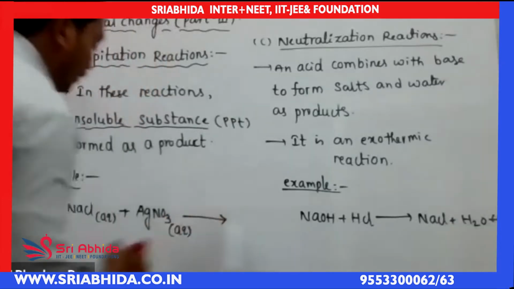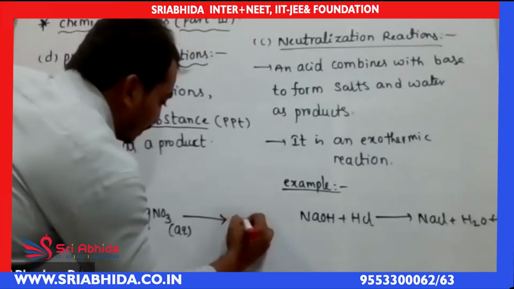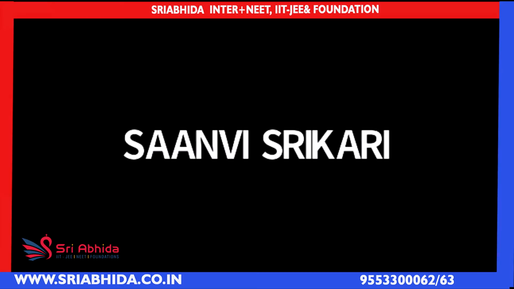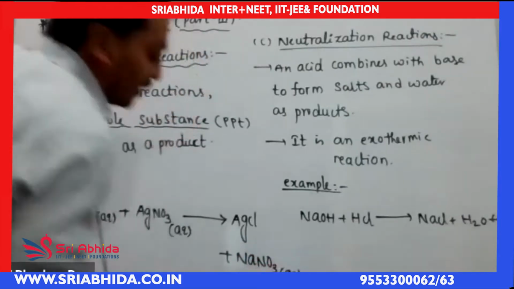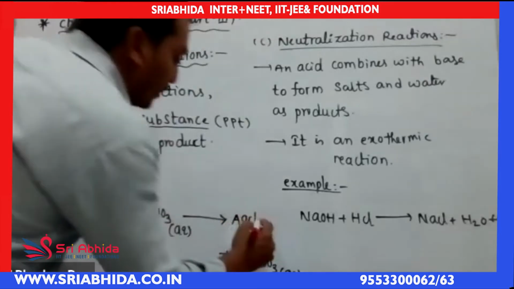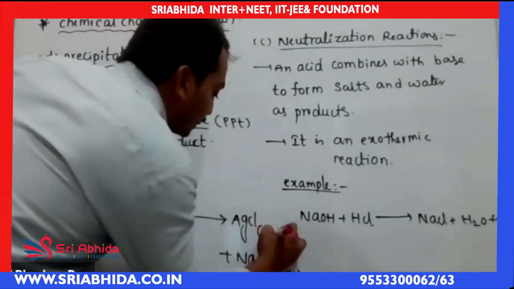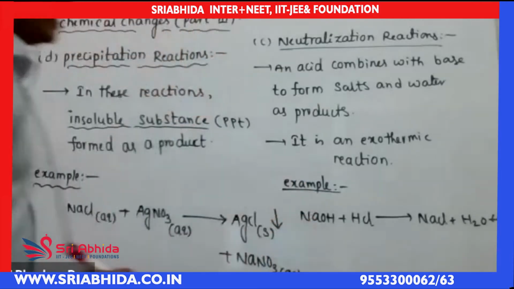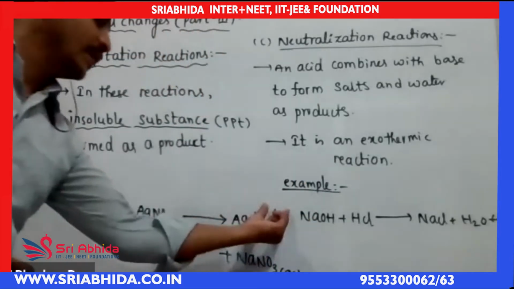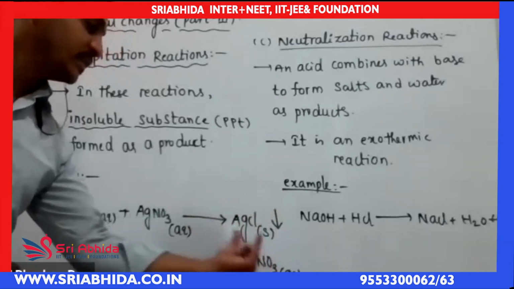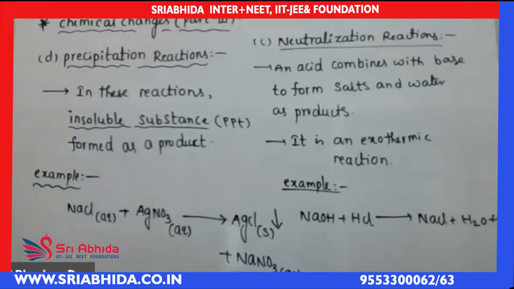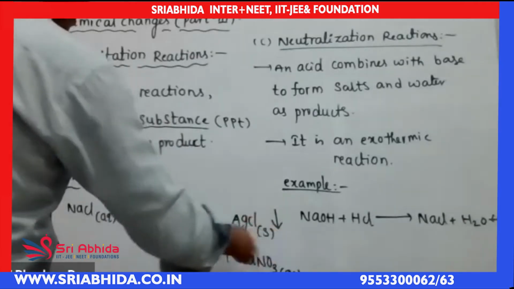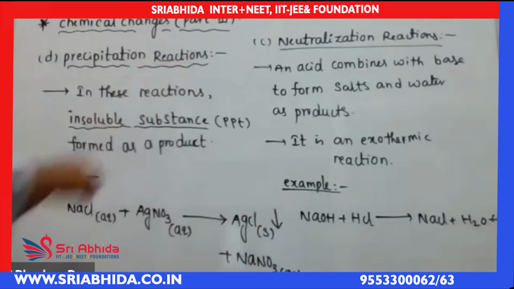When these are combined, they give NaNO3 and AgCl. Sodium nitrate is the aqueous form, but AgCl is the insoluble product. The downward arrow represents PPT, the insoluble product in the solution. So reactions like this are PPT, precipitation reactions.